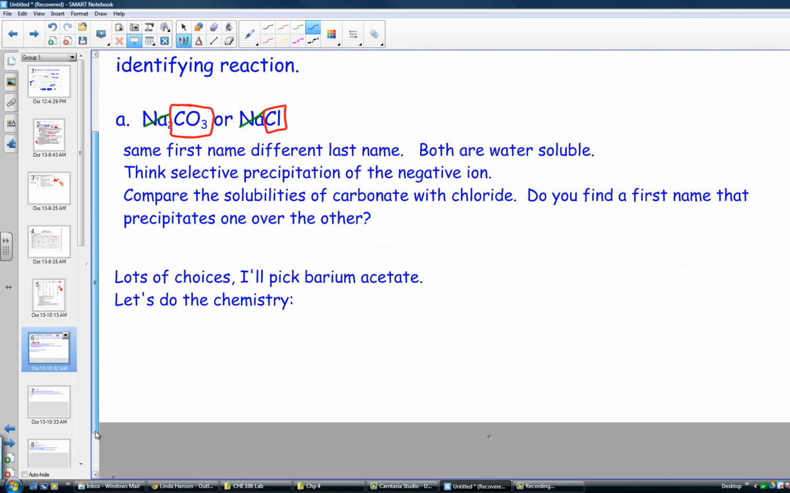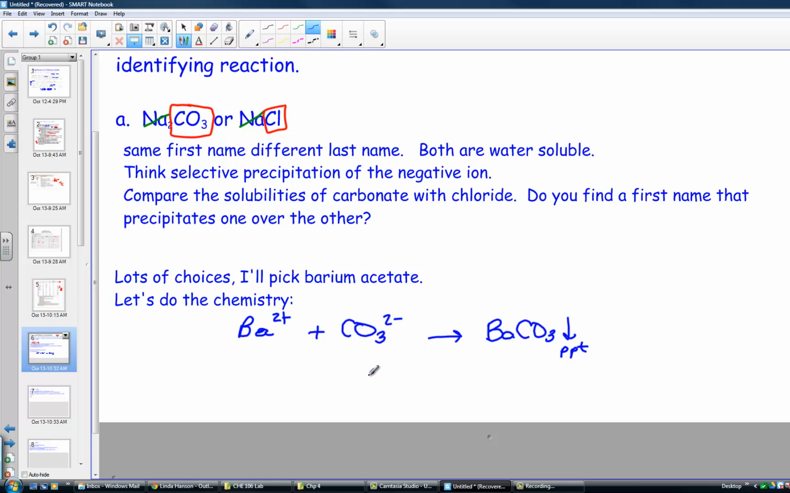And so let's do the chemistry, and this is what we actually have to write. We're going to introduce some barium ion into that solution, and we said that we would use barium acetate. Ba is the ion that we'll introduce. Ba is a +2, and it will precipitate out the carbonate, CO3 2 negative. Turning this into a net ionic equation, BaCO3 will form, and I'll use a down arrow to represent precipitation.